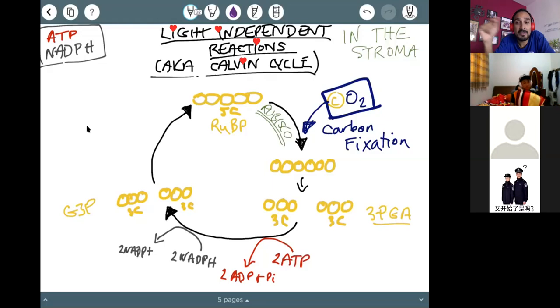How about let's ask a different question. Where's glucose? In the plant. Isn't the whole point of this to make glucose? The whole point of photosynthesis is making glucose, right?